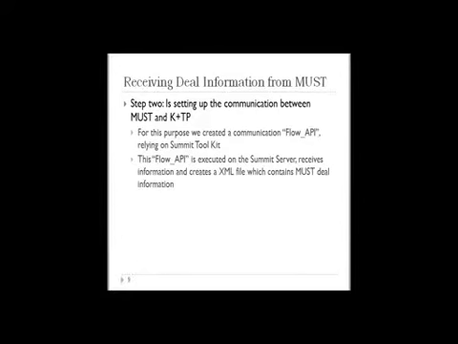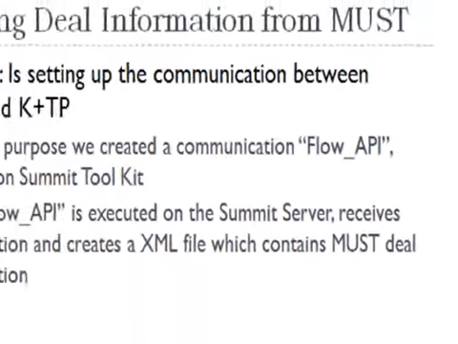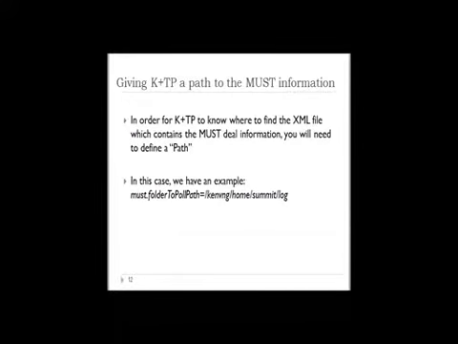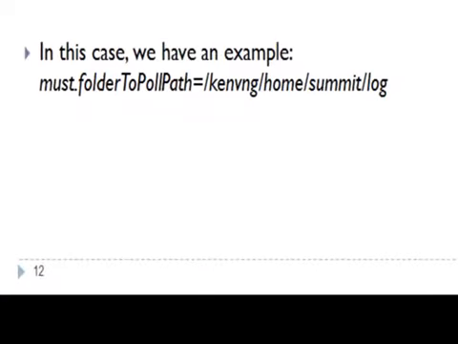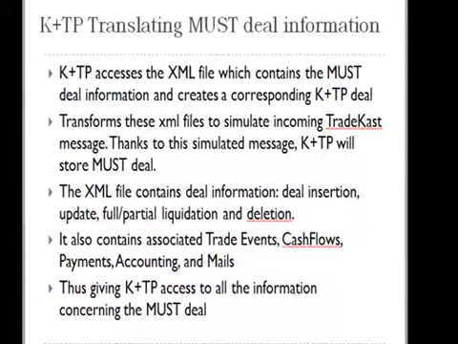Step 2 is setting up communication between MUST and KBO, defining how this information is received. For this purpose, we created a communication tool called Flow_API. This Flow API is executed on the Summit server, receives information, and creates an XML file, which contains all the MUST deal information. In order for K+TP to know where to find this XML file, you will need to define a path, which will tell K+TP where to go.